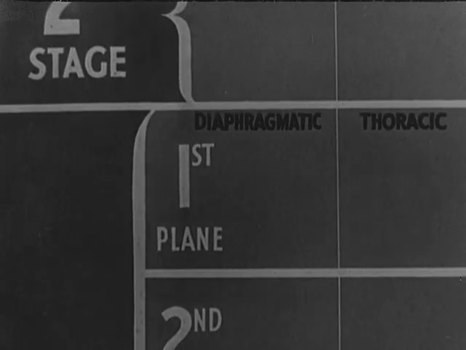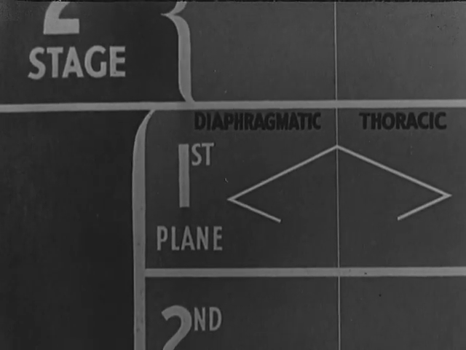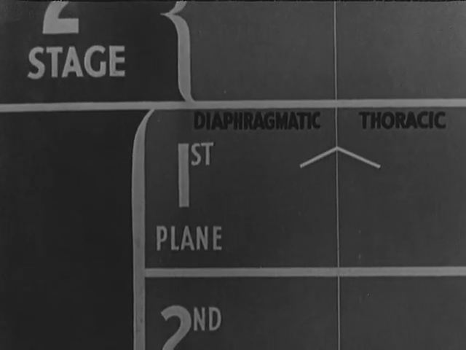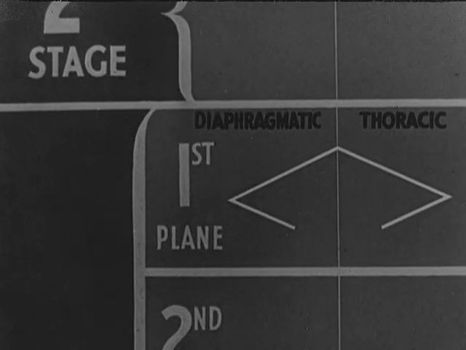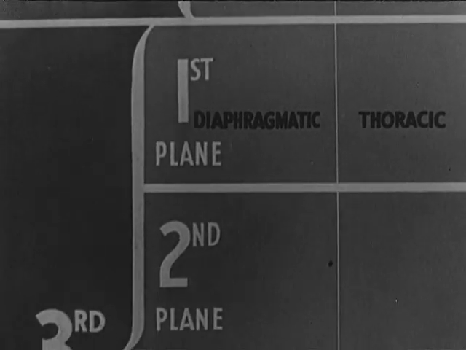With the 3rd stage comes regular automatic breathing. Diaphragm and thorax still work together. This applies both to the 1st plane and to the 2nd plane.